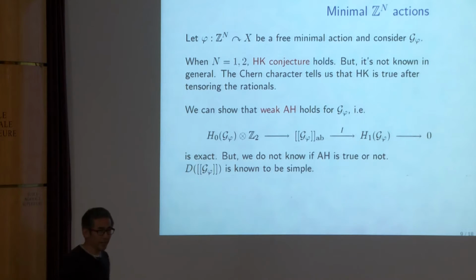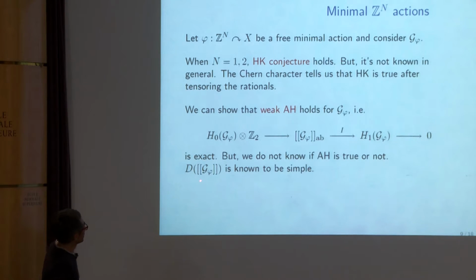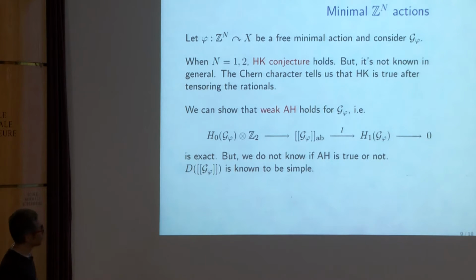Then as for AH, I don't know. But I can show weak AH holds in the case of minimal Z^n actions. So this sequence is exact. And I think this homomorphism is injective, but I cannot show it. And the commutator group is known to be simple.